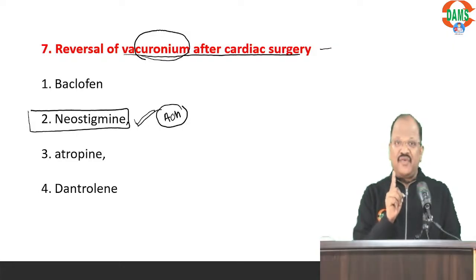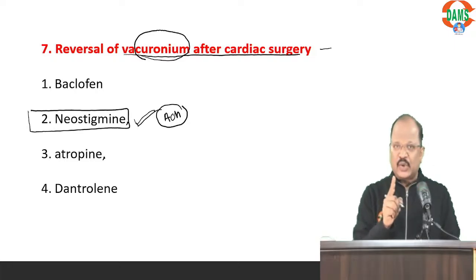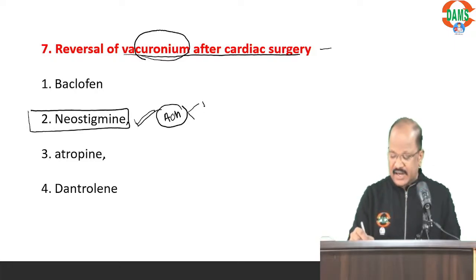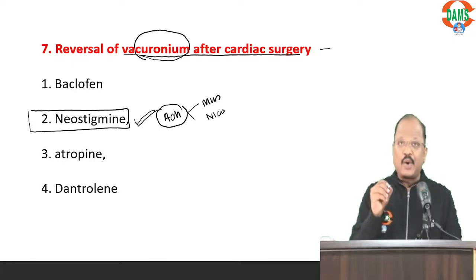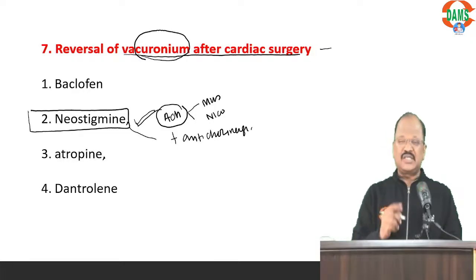But one doubt: if it's a multiple response question, we can add this also. Usually, when they give neostigmine, it's going to accumulate acetylcholine that will have muscarinic and nicotinic action. But I want only nicotinic action. So I can combine with an anticholinergic like atropine or glycopyrrolate. This can be, but they ask only a single response question. The best answer, go for option B, neostigmine.